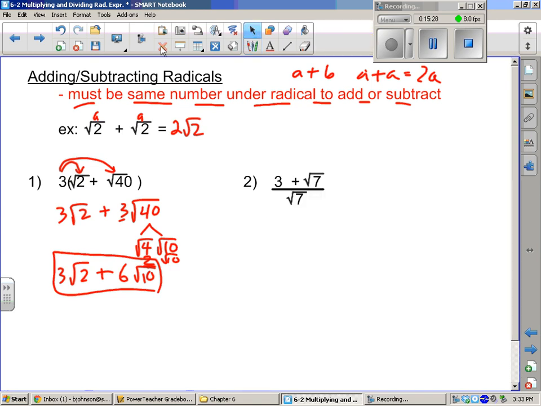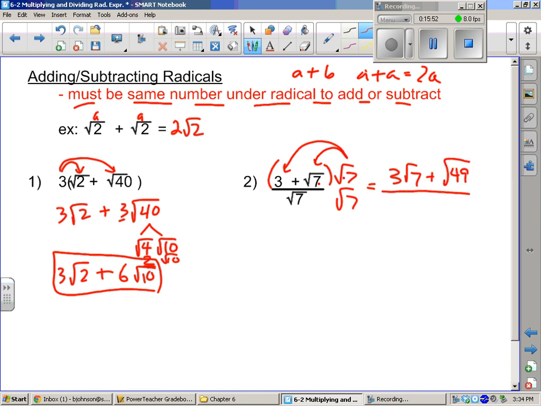All right, last one here. Ooh, I see that radical at the bottom. New rule, ugly, ugly. We gotta get rid of it. So I need to multiply top and bottom by root 7. The thing I have to be careful of is to distribute on the top. So on the top I get 3 root 7, and then this root 7 times that root 7 is root 49. And then on the bottom, root 7 times root 7 is root 49. Let's simplify. 3 root 7 plus 7 over 7.